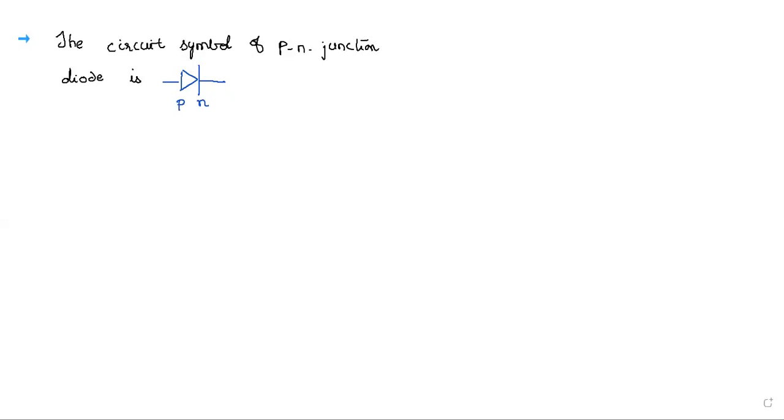Okay. So here, if you see the PN junction diode, the circuit symbol here is as shown.